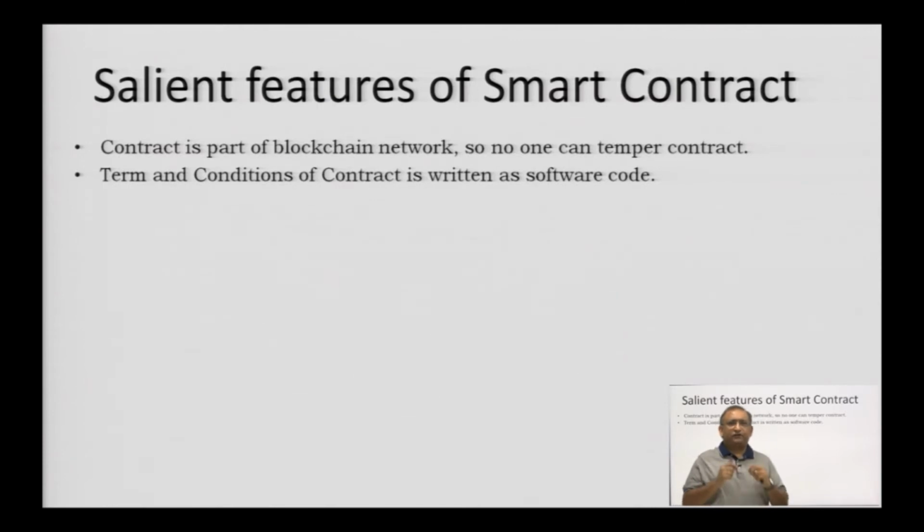Next, the terms and conditions of the contract. Whenever we write any contract, there are always terms and conditions, am I right? Normally they are written as clause 1, clause 2, term and condition 1, 2, 3. For example, if X thing doesn't happen, then Y amount will be deducted. In a smart contract, these terms are written as part of software code. So, basically we are writing software code for each and every term and condition.